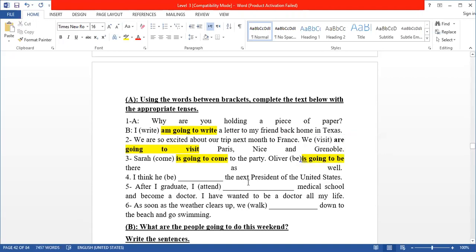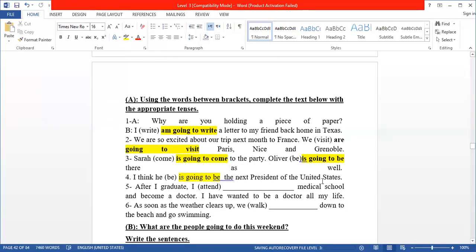I think he be the next president of the United States. President means رئيس. Yes, you are going to write: I think he is going to be the next president of the United States.